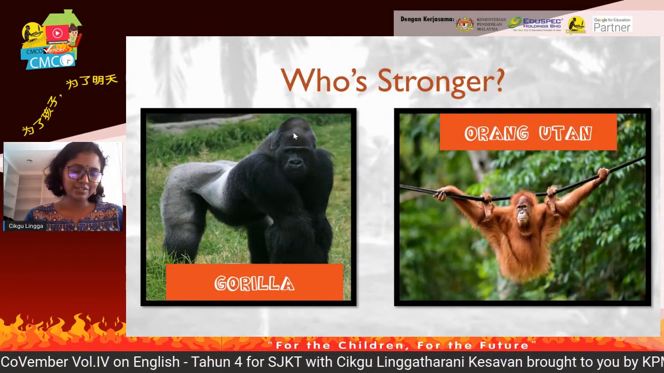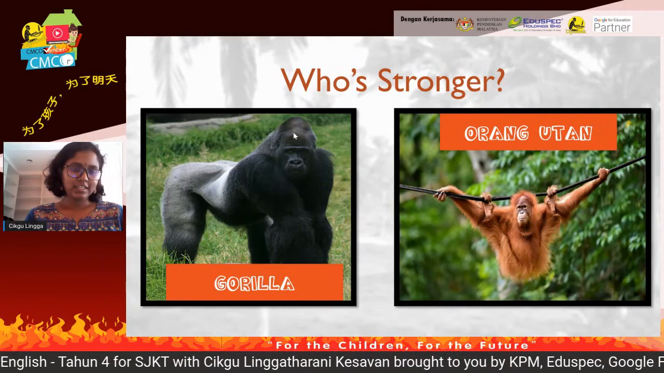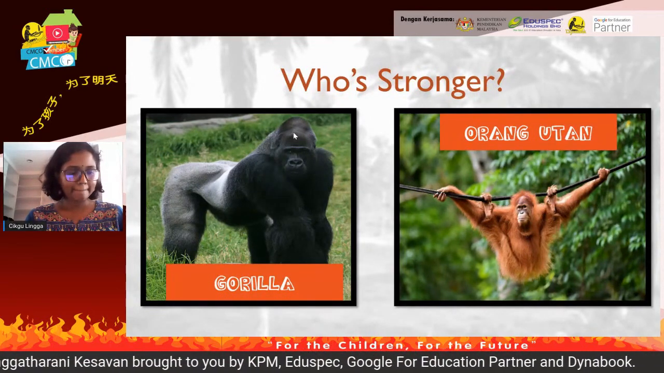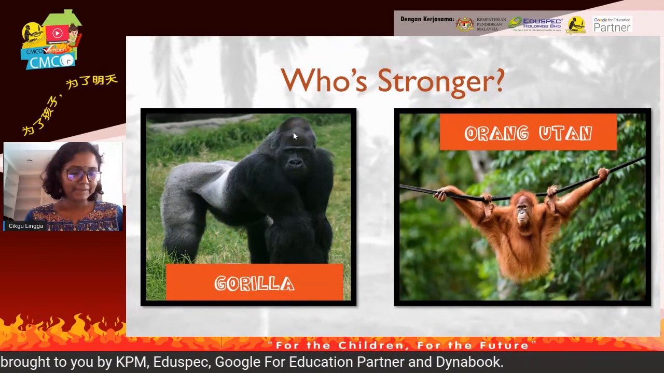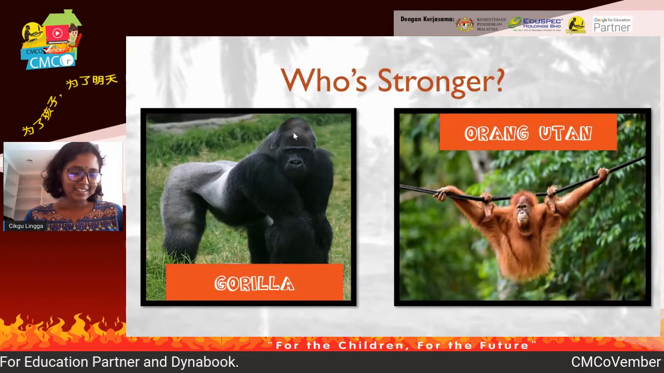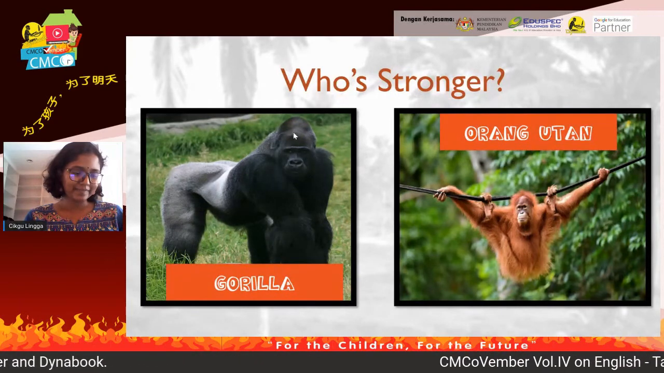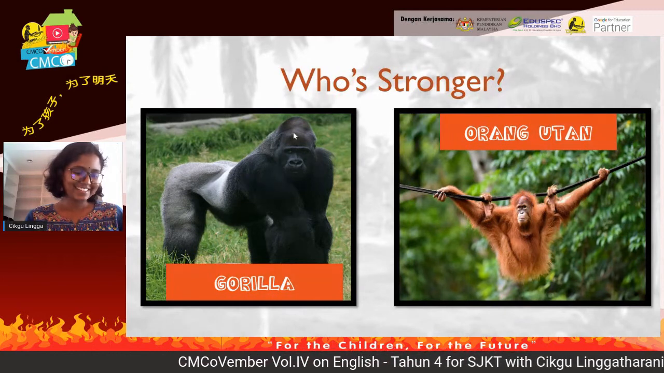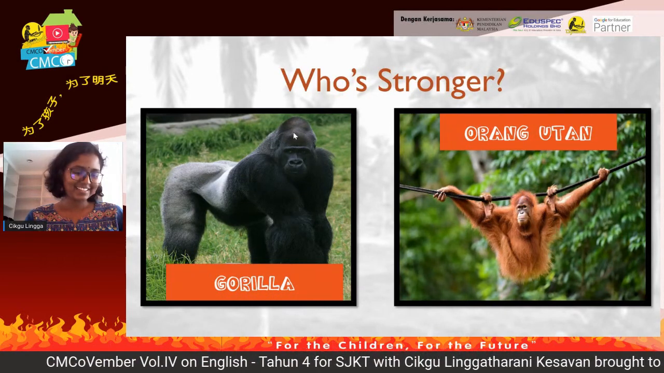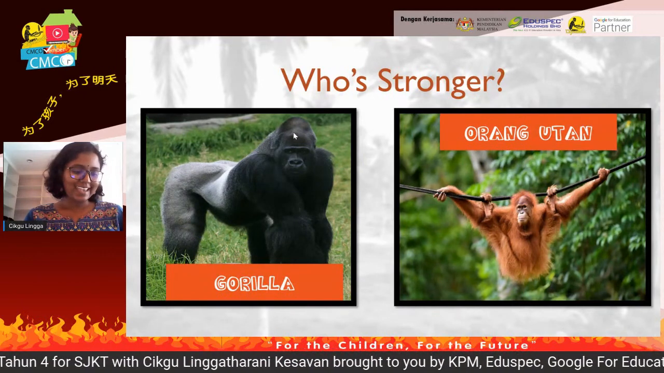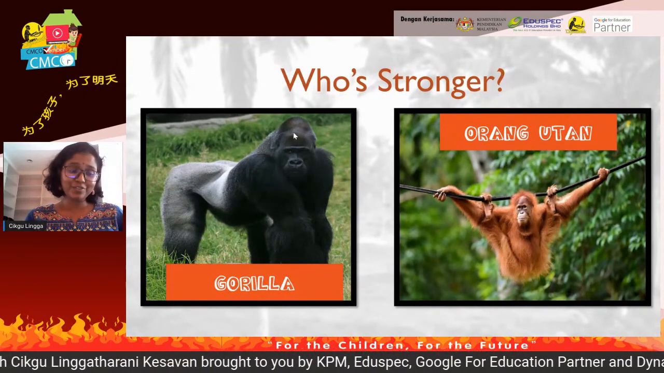Dinosaur is not really an option. Either a gorilla or the orangutan. Someone says gorilla. Aiden says gorilla. Okay, I'm getting a lot of gorilla answers. Good. Okay, I think all of you got it correct.